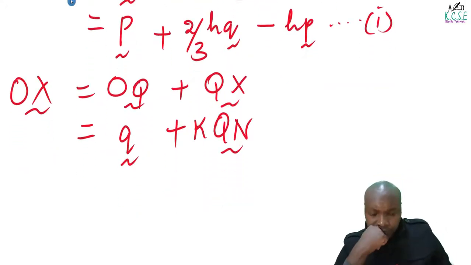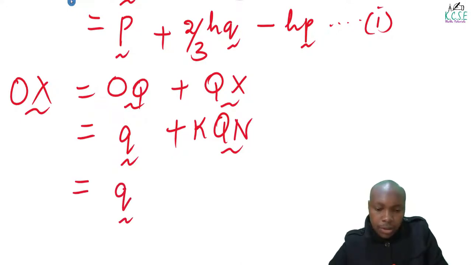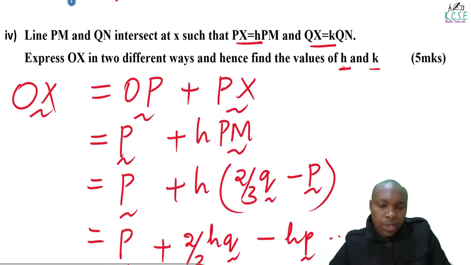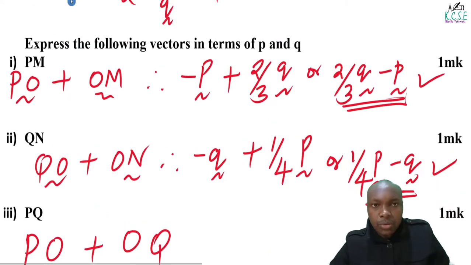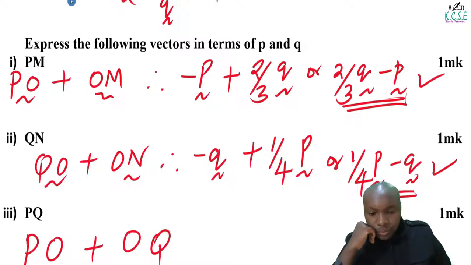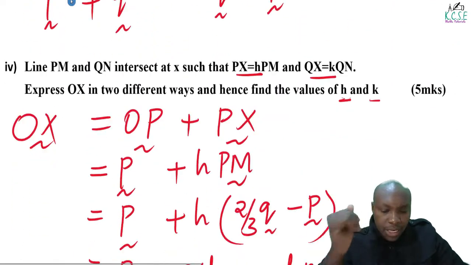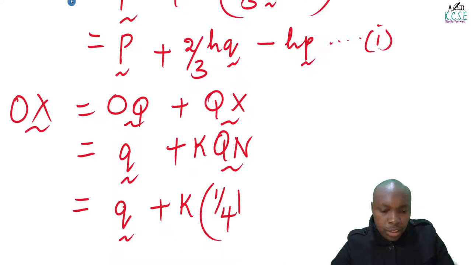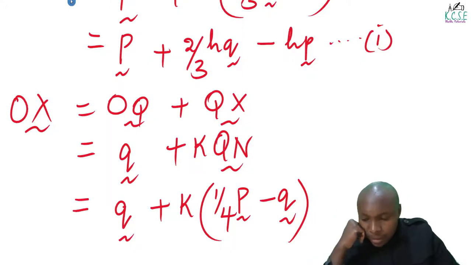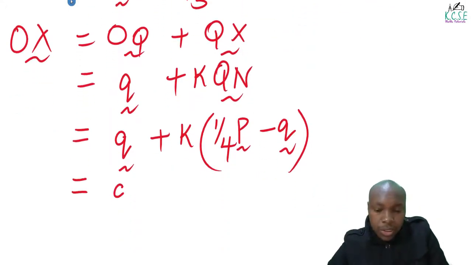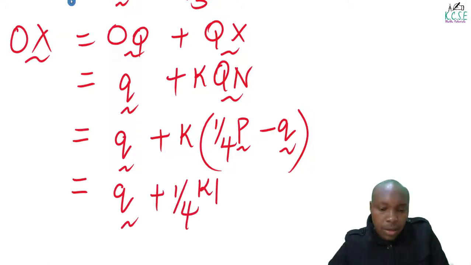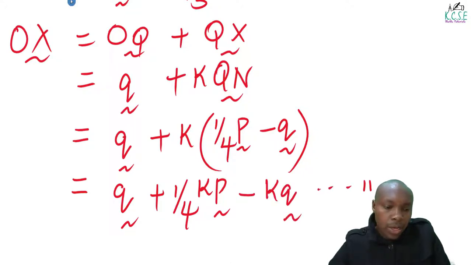So we have Q plus K, then vector QN, we had obtained these. That is why you need to be very keen when you are starting to solve the question. The first part is always very important because you are using the first solutions in the next part of the question, which is part 4. So in case you made an error in obtaining QN and PM, then you transfer the same error to the other question. So QN is 1/4 (P minus Q). So opening the brackets, we get Q plus 1/4 KP minus KQ. So that is the second way.